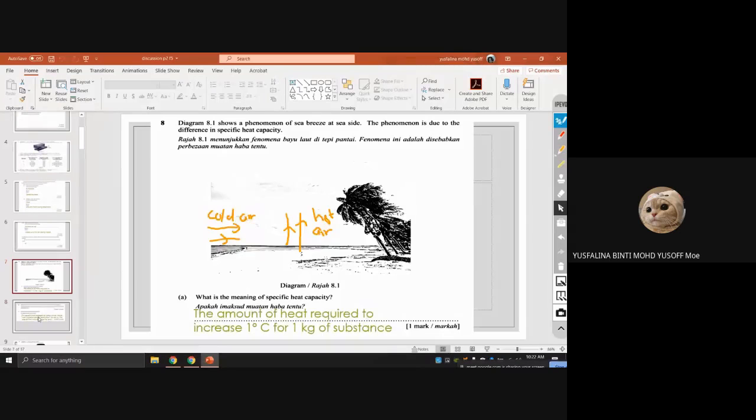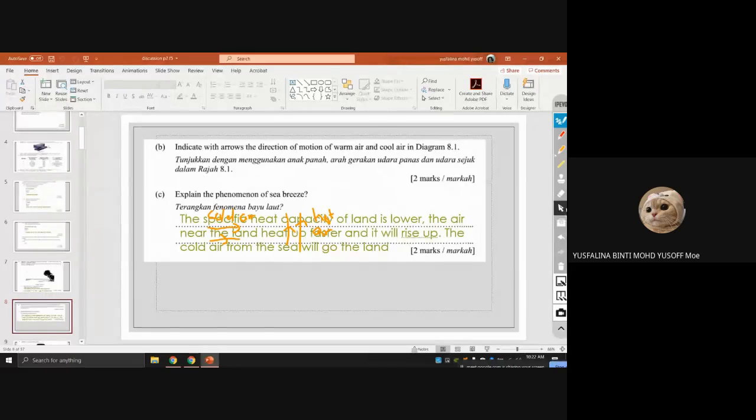Then this one asks you to explain the phenomenon of sea breeze. First, you have to say the specific heat capacity of land is lower. The air near the land heats up faster. Because the density of the hot air is lower, it will rise up. Then the cold air from the sea will go to the land, like the one that I already drew.